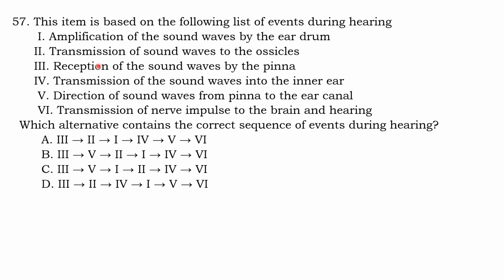Roman number 1: amplification of sound waves by eardrum. Roman number 2: transmission of sound waves to the ossicles. Roman number 3: reception of sound waves by pinna. Roman number 4: transmission of sound waves into the inner canal. Roman number 5: direction of sound moves from pinna to the ear canal. Roman number 6: transmission of nerve impulse to the brain and hearing. Which alternative contains the correct sequence of events during hearing?